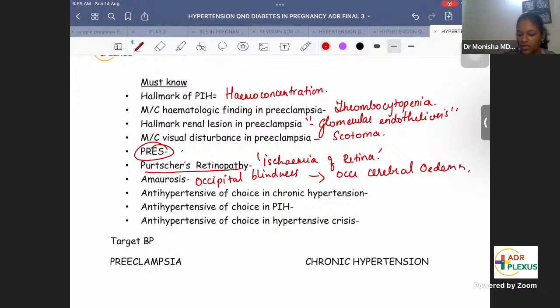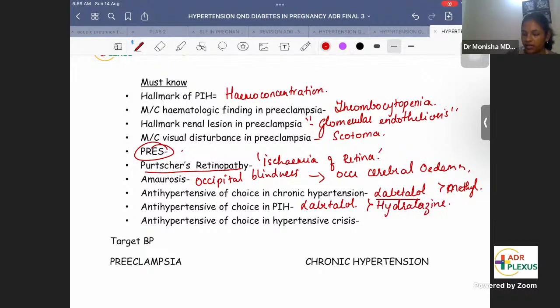Okay, kindly answer this. Antihypertensive of choice in hypertension. What is your answer? Remember, it is labetalol, not methyldopa. So answer will be labetalol, followed by that, if you don't have labetalol, the next option will be methyldopa. What is the antihypertensive of choice in preeclampsia or pregnancy-induced hypertension? Again, this will be labetalol, followed by that will be hydralazine. If that option is not available, next option will be hydralazine.